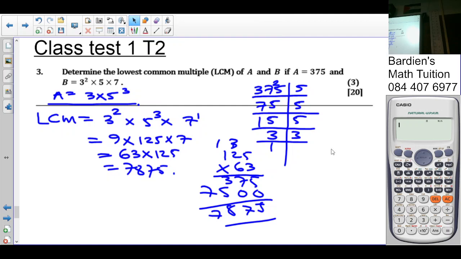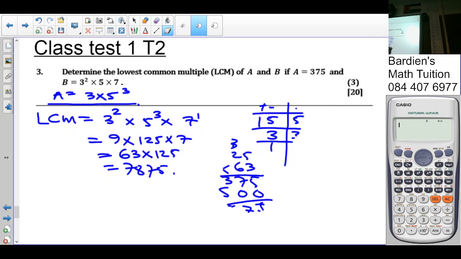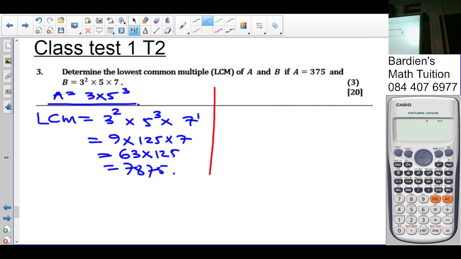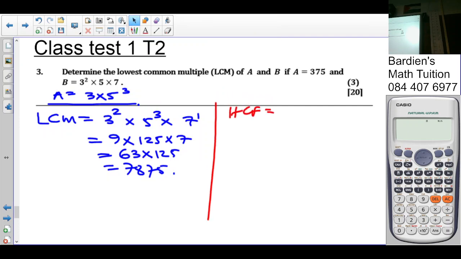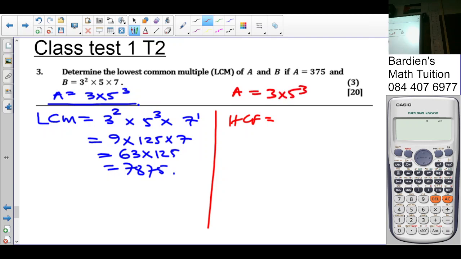So if the question was the same numbers and they asked you to work out the highest common factor, what did we say? So for A, it's 3 times 5 cubed. For B, it is 3 squared times 5 times 7.